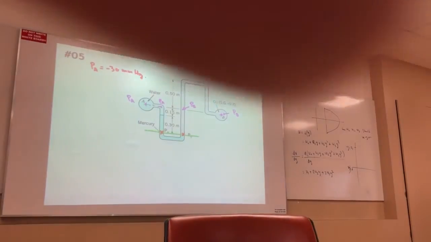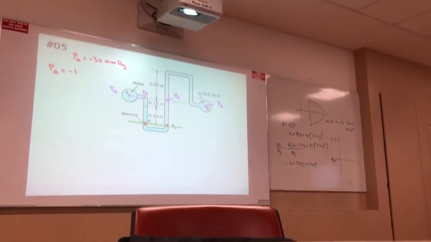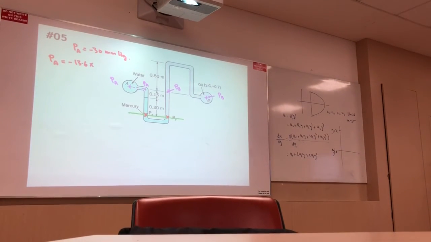So what can I write? PA becomes minus specific gravity of mercury, 13.6, times 9800 times 30 by 1000 Pascal, right? All right. So this one you can calculate.